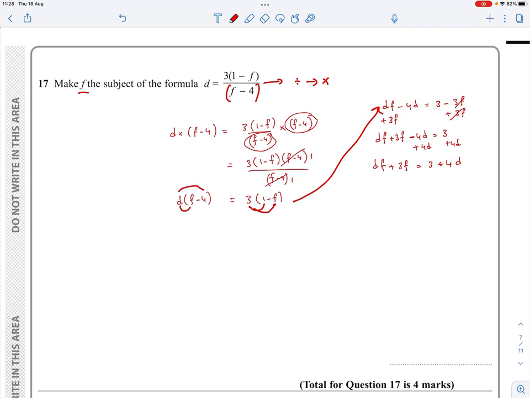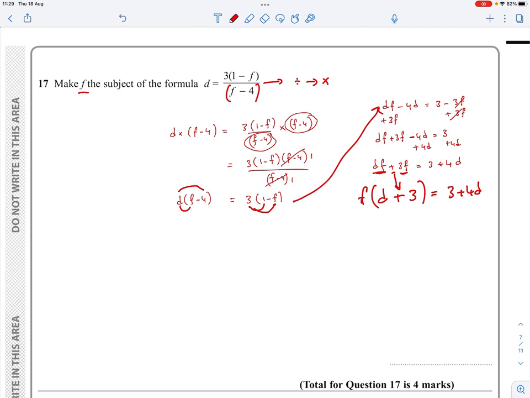Then we want only one f. The only way to have one f appearing on the left hand side is to factorize the f outside. So I've taken f out. What's left? D. There's a plus there. Bring that down. I've taken f out. What's left? 3. Equals 3 plus 4d.